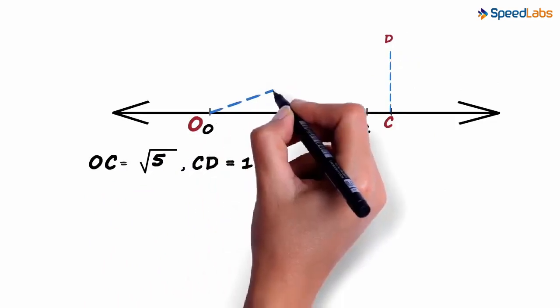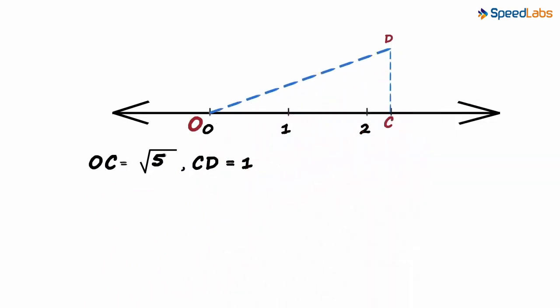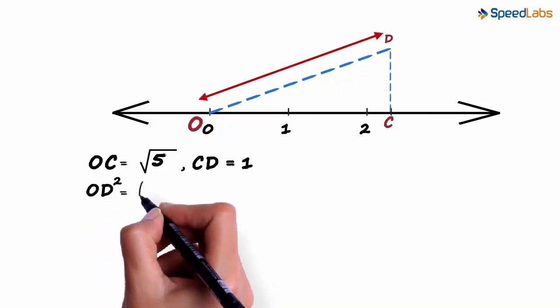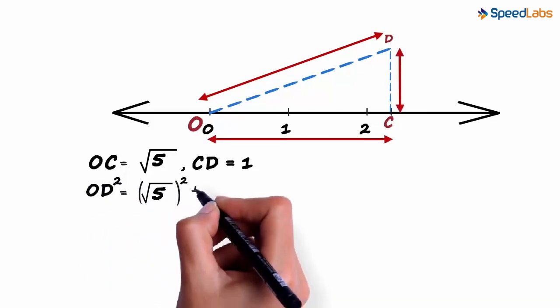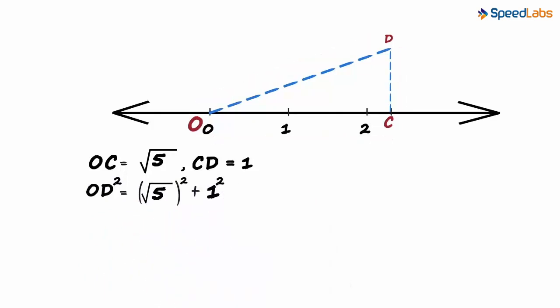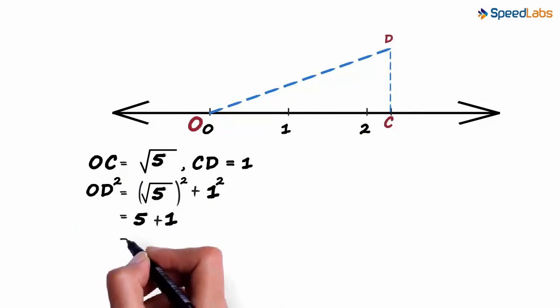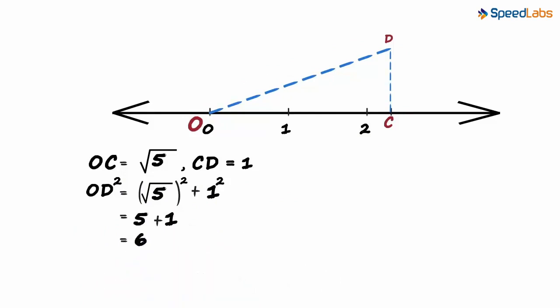Let's join OD to complete the triangle OCD. By using the Pythagoras theorem for this triangle, we get OD squared equals root 5 the whole squared plus 1 squared. That equals 5 plus 1, which equals 6. Calculating the square root on both sides, we get OD will be root 6 units. This length is root 6 units.